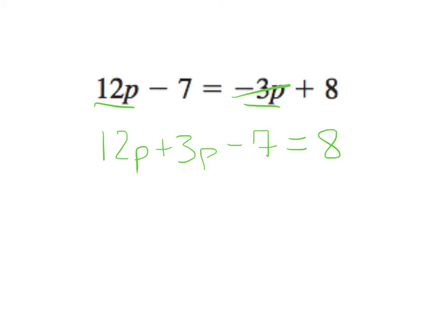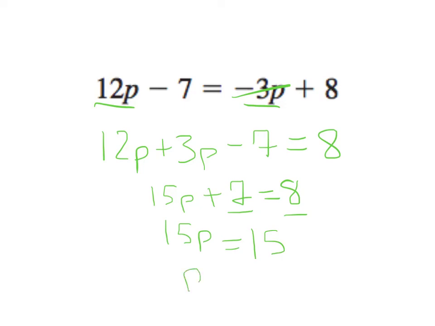Now we want to combine them. So it would be 15p minus 7 equals 8. And now we want to isolate the variable. So 15p, and we would add 7 to 8. So equals 15. And then we're going to divide so that we can get the variable p on its own. And 15 divided by 15 is 1. So p equals 1. And that was our last problem. And it was pretty easy, right?